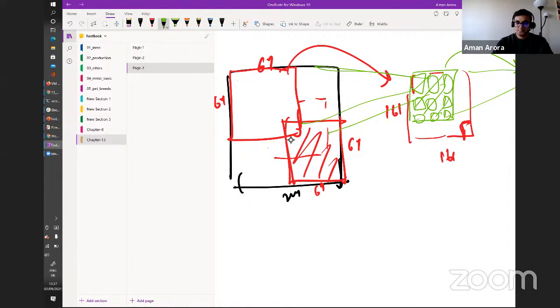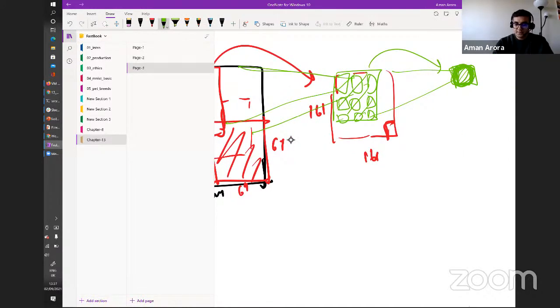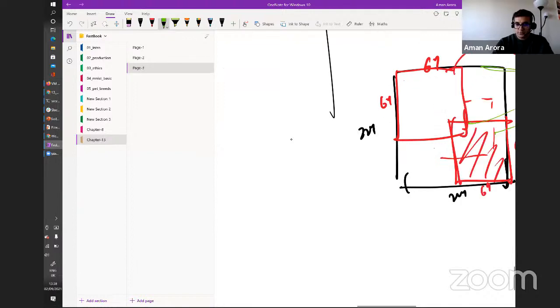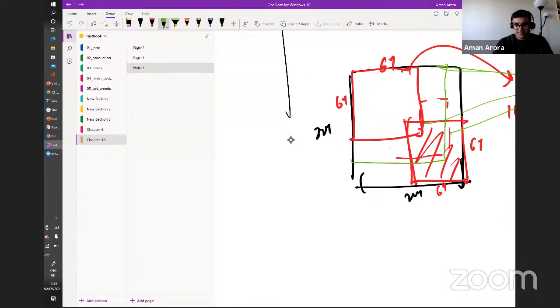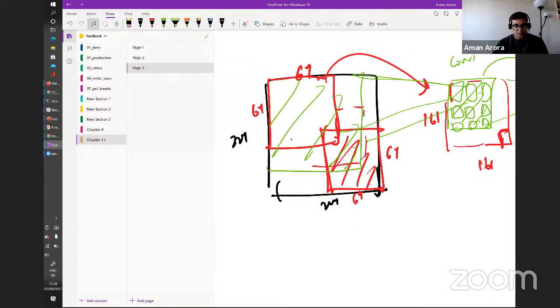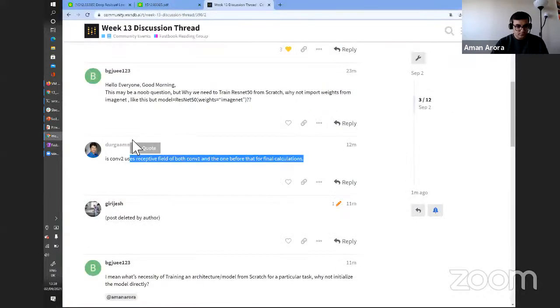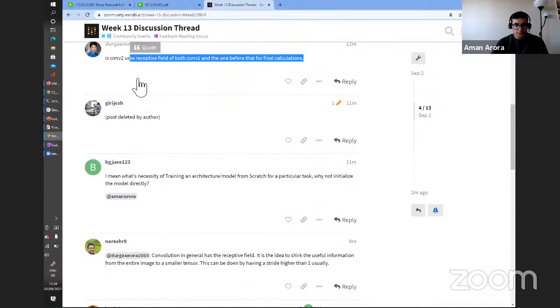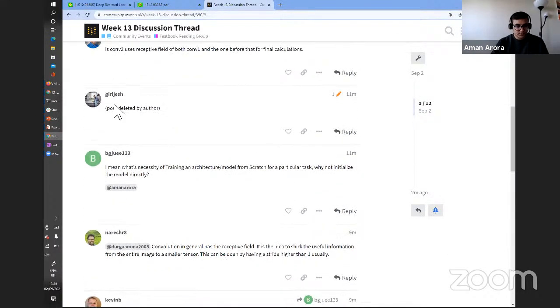So in turn, this particular pixel in my conv2 has seen a bigger part of conv1, something like that, than just 64 by 64. That was the point that I wanted to make about receptive fields: as we go down, the deeper layers of the convolution have seen a bigger part of the image. I hope it is clear now, Durga.